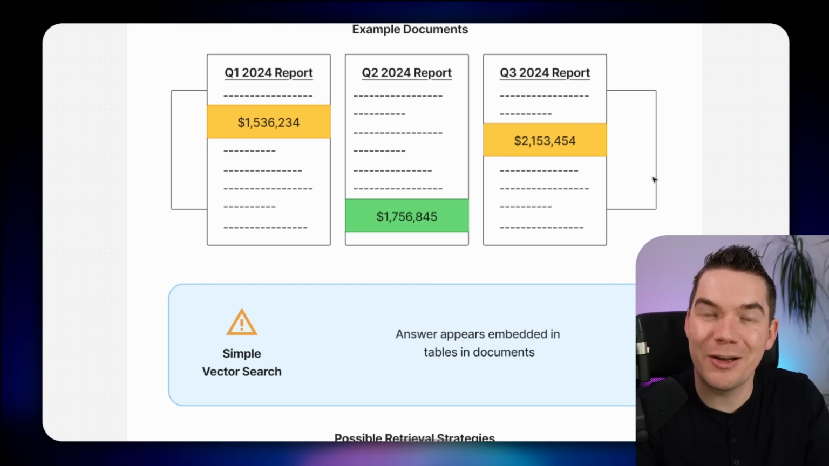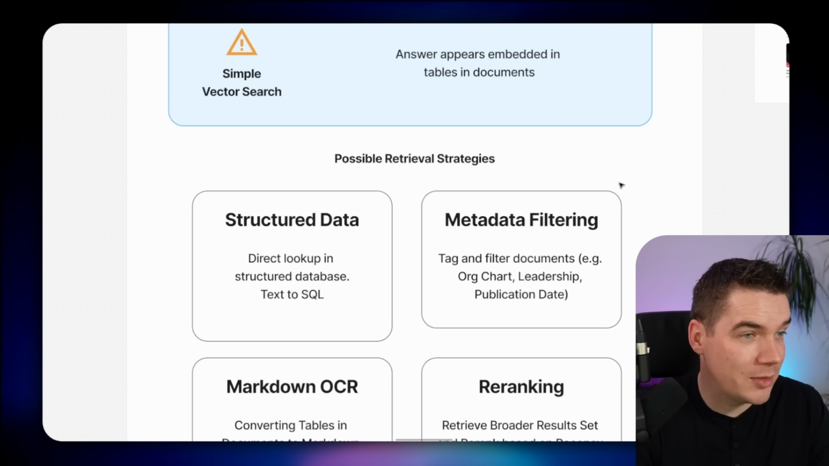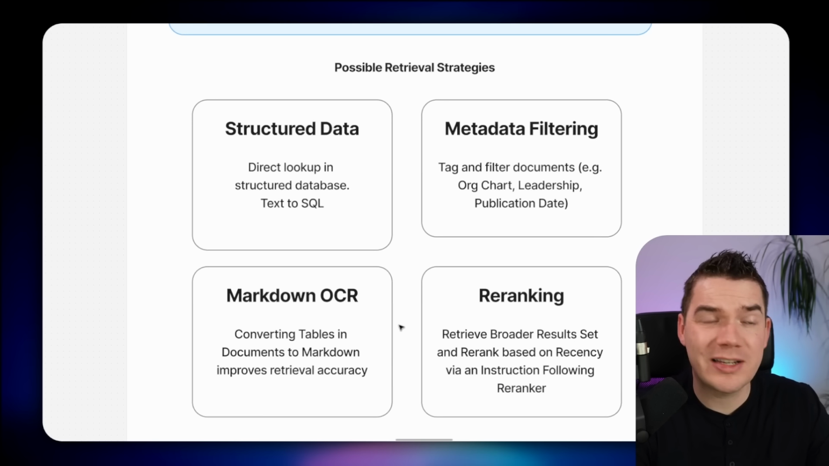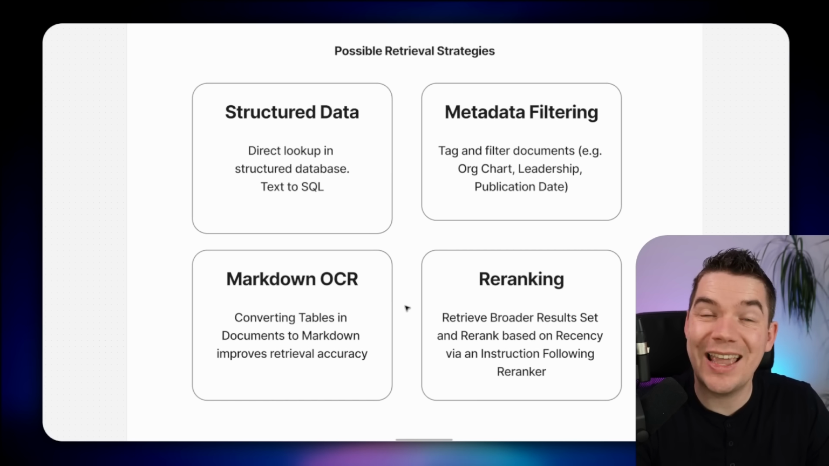So it's that lack of reliability that then ties into the trust that people have with the system and whether they can actually take the information at face value. So here, the answer appears embedded in tables and documents. Definitely, Markdown OCR makes a lot of sense here. If we are only relying on PDF financial reports, at least get them into a format that is LLM friendly.